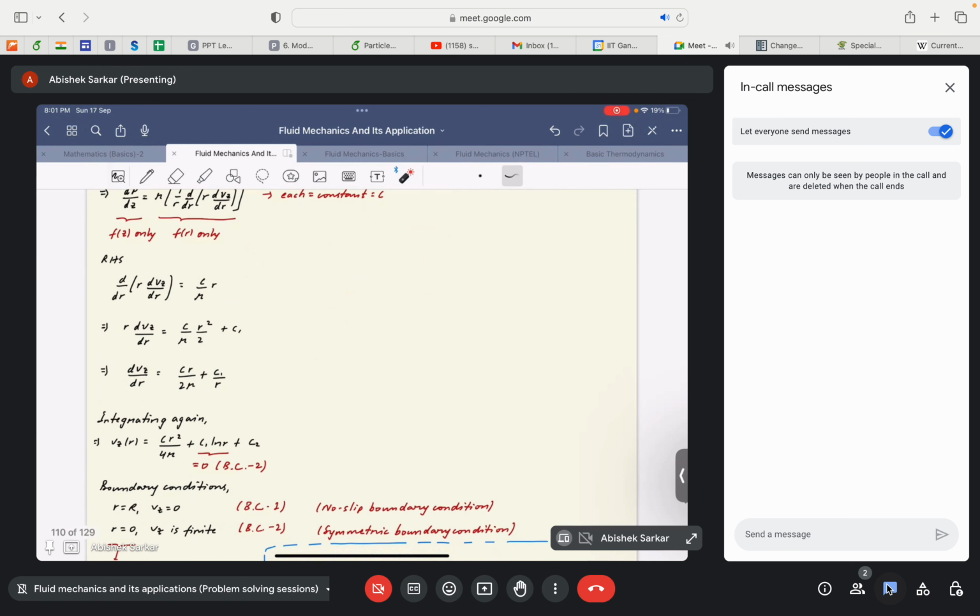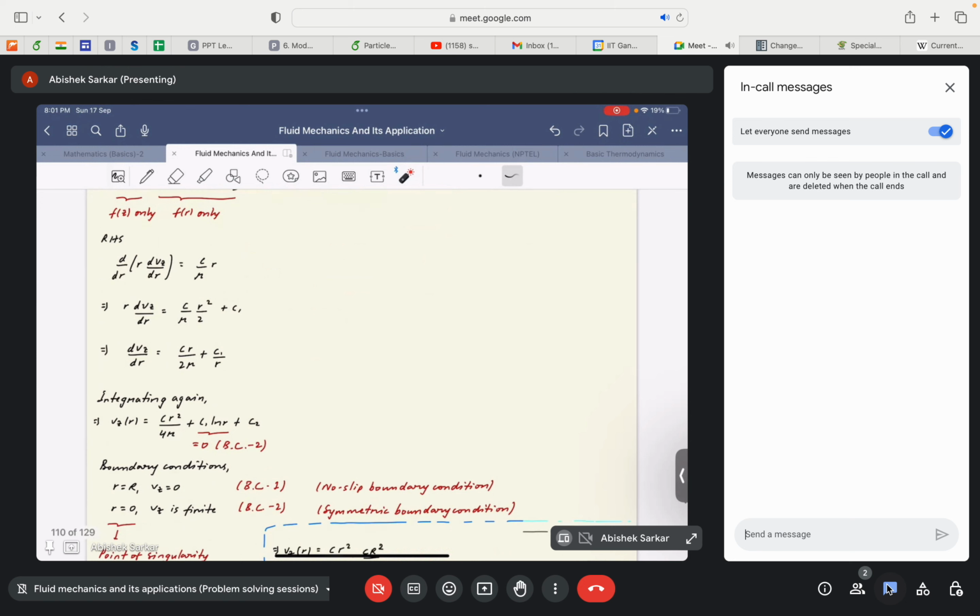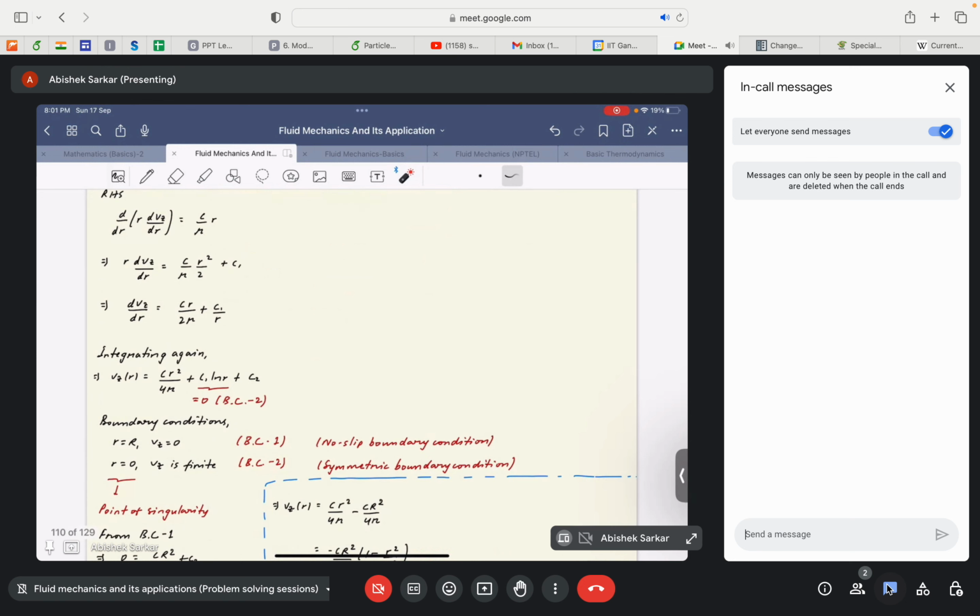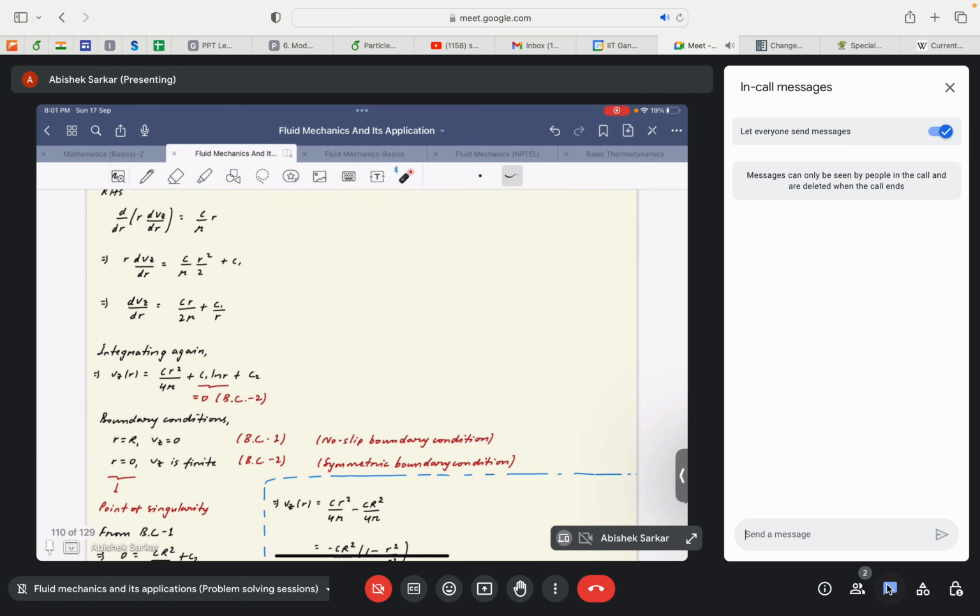We integrate this equation, so we get r dvz/dr equal to c/mu times r squared by 2 plus c1. Then if we integrate the equation again, we get vz equal to c r squared by 4 mu plus c1 ln r plus c2.